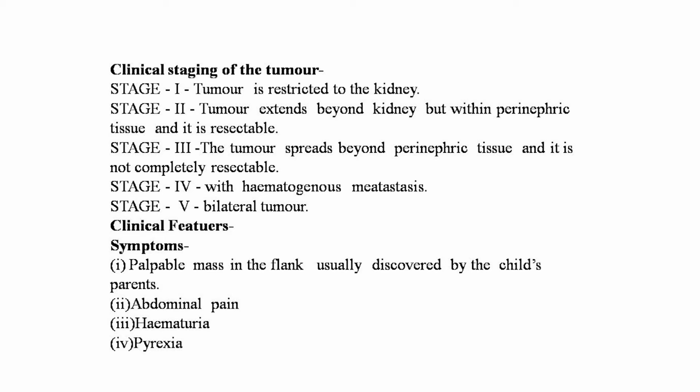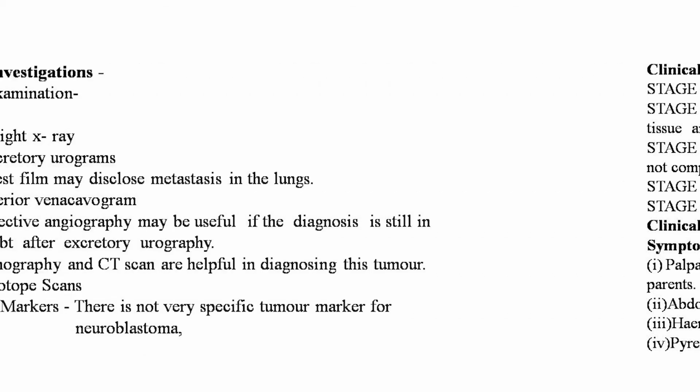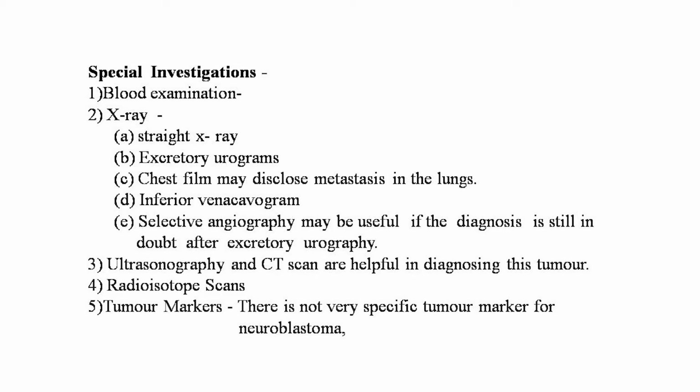Now the clinical features. Symptoms: the most common presentation is a palpable mass in the flank, usually discovered by the child's parents. Second is abdominal pain, which is rather vague and ill-defined, and may be seen in 2/3 of the cases. Hematuria is, in fact, not seen in 70% of cases. Pyrexia is seen in 20% of cases. Now, the special investigations to be done in this Wilms tumor or nephroblastoma are the blood investigations.